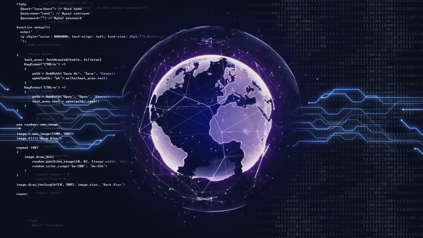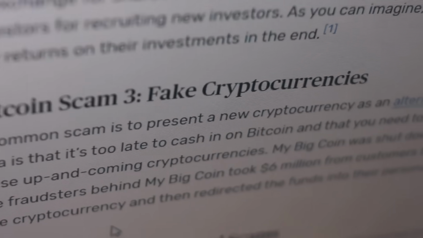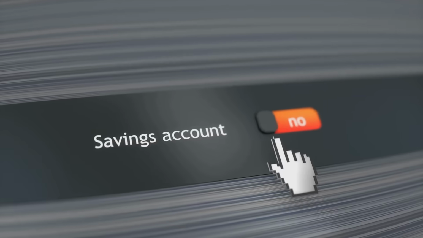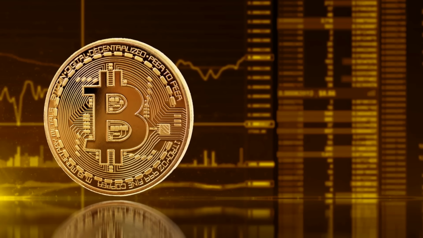Check those URLs. Hackers love fake sites like "binance-login.co" instead of "binance.com." Hover over links before clicking. Watch for typos in emails or urgent "act now" vibes. Never share your seed phrase. Legit platforms don't ask for it. If it smells like a scam, it's probably not your grandma's cookie recipe.